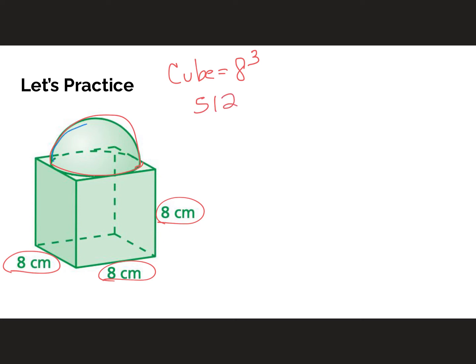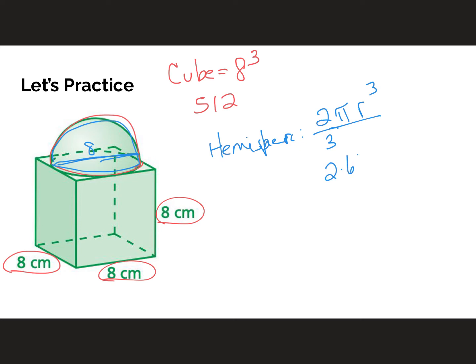My hemisphere has a radius of 4. I know that because the entire diameter would be 8, so the radius is 4. So my hemisphere, I can't spell it, my hemisphere is, remember, 2/3 pi times my radius cubed. My radius is 4. 4 cubed is 64. So I have 2 times 64 times pi divided by 3.